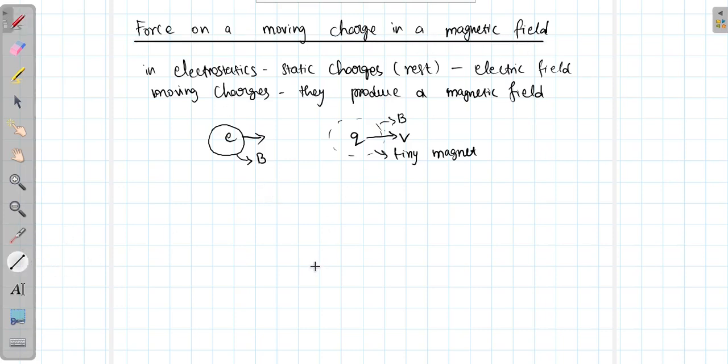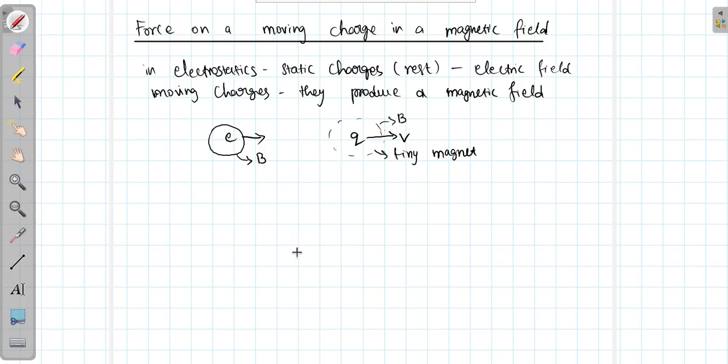Force on a moving charge in a magnetic field. This force is only experienced by charged particles. Neutral particles don't experience magnetic force. Neutral atoms, neutral molecules, and chargeless particles like neutrons and photons don't experience this force. Only charged particles.